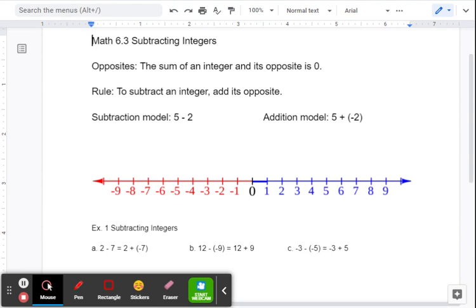If we're doing the addition model, we would be at 5 plus -2. When we add negatives, we go to the left. So we're doing the same thing. 5 minus 2 is the exact same thing as 5 plus -2, so they mean the same thing. You're subtracting a +2, you go to the left. If you add a -2, you're going to the left.